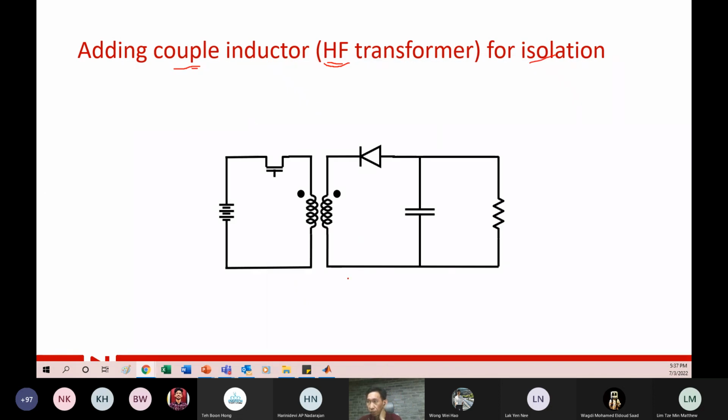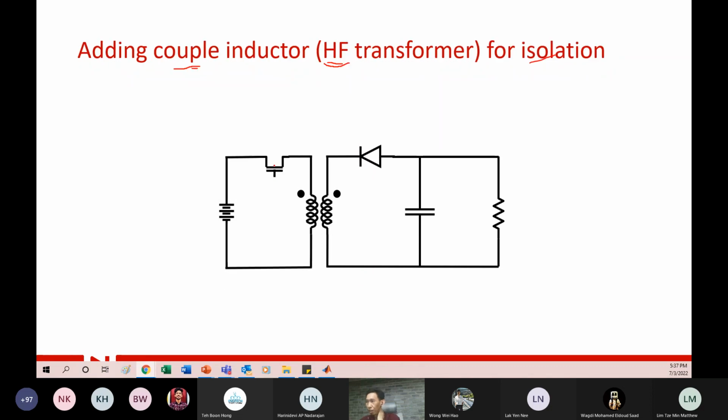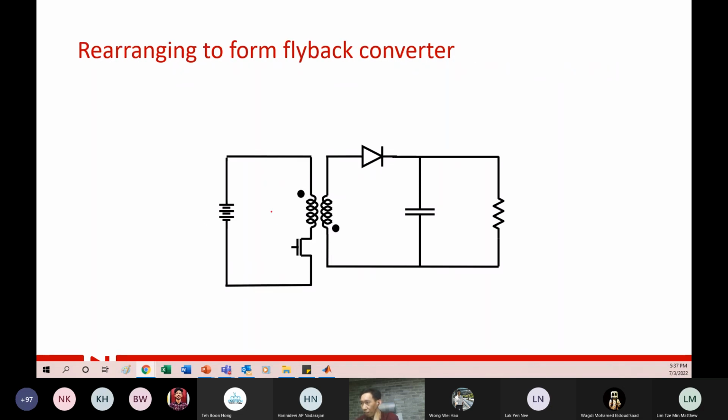After that, they put the transistor moving instead of at the positive, moving it to the downward. It's still the same. When it turns on, it will charge this.